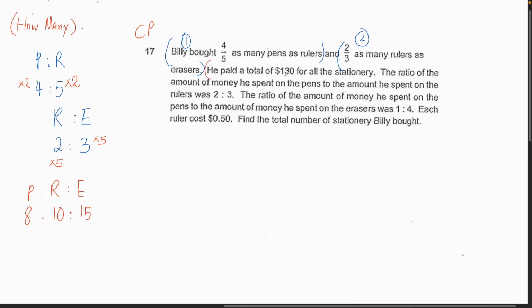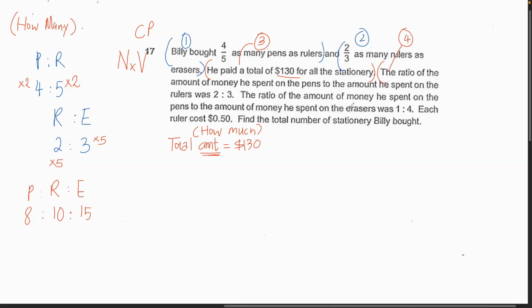He paid a total of 130 for all the stationeries. Correct? So what is the total amount spent? Anyone can tell me? 130. Correct? So when I talk about amount, every time it is about amount, it is basically about how much. Once I see something like that, I know that this is a number times value. Make sense? Now, I move on to the next part, okay?